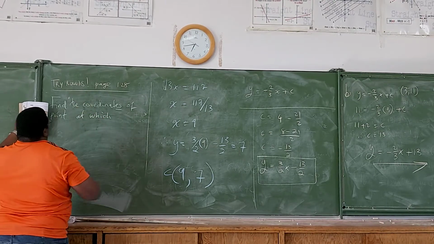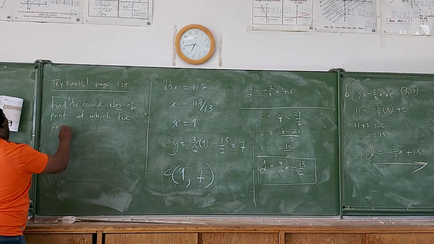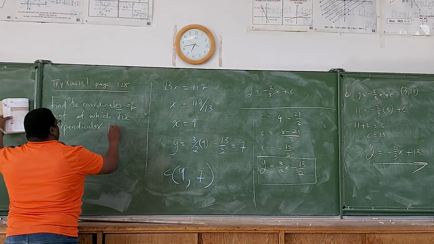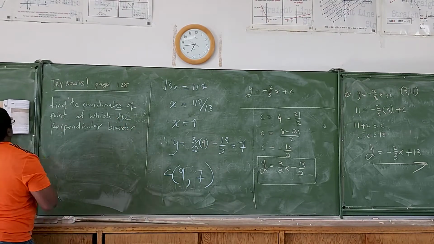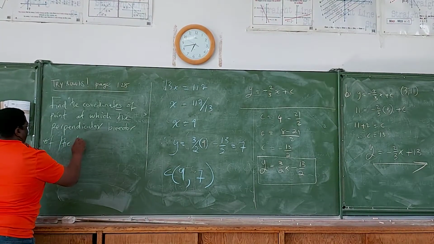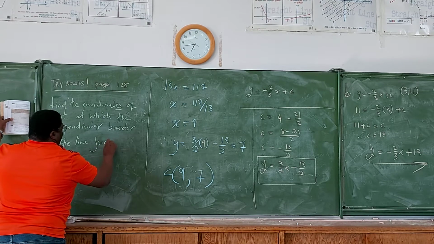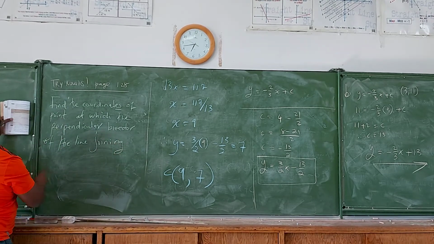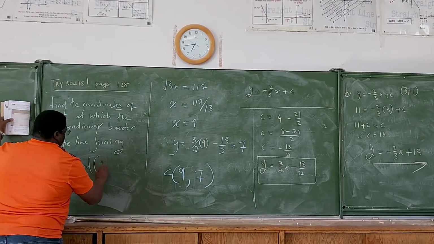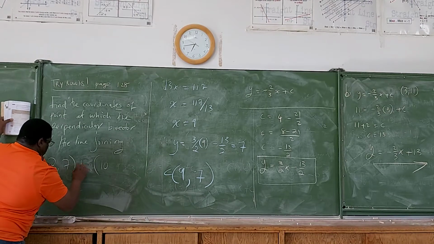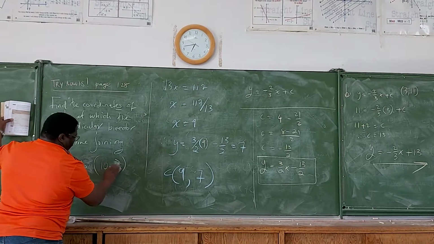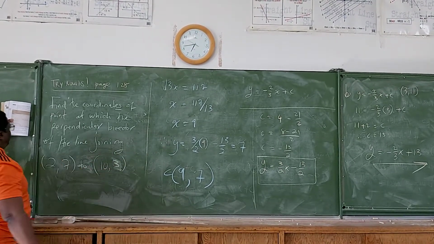At which the perpendicular bisector, cut in half at 90 degrees, of the line joining the point 2, 7 and the point 2, 10, what is it? 3. See? That's an interesting way of writing that.